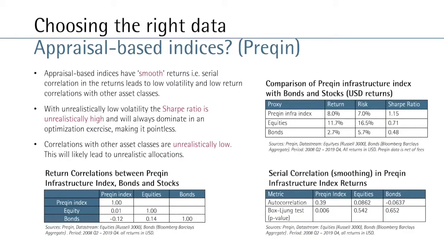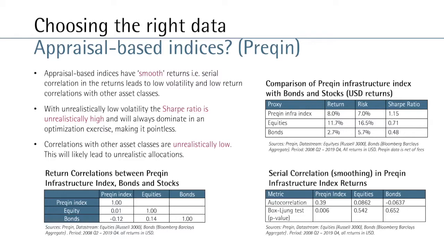Now, let's look at appraisal-based indices. So here we're looking at a frequent contender for the job of infrastructure benchmark, the Preqin Private Infrastructure Index. Unfortunately, we soon realized that this index exhibits a number of issues when it comes to an asset allocation exercise. It's very smooth. We can see that the returns are smoothed by looking at the serial correlation of the returns in the table at the bottom right. Normally, index returns are independent from one period to the next.